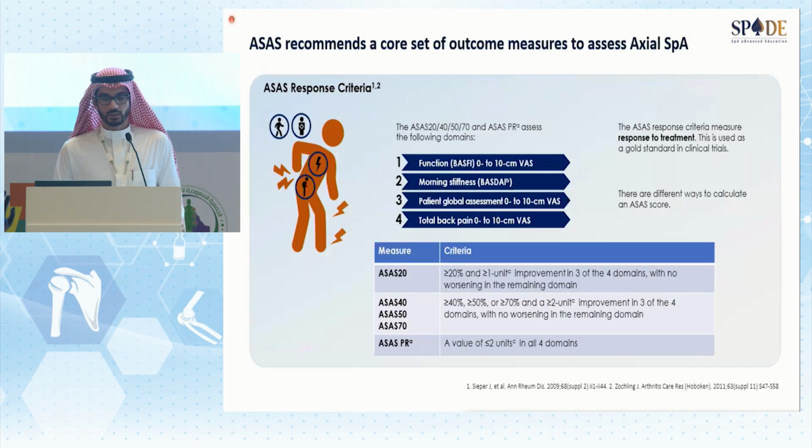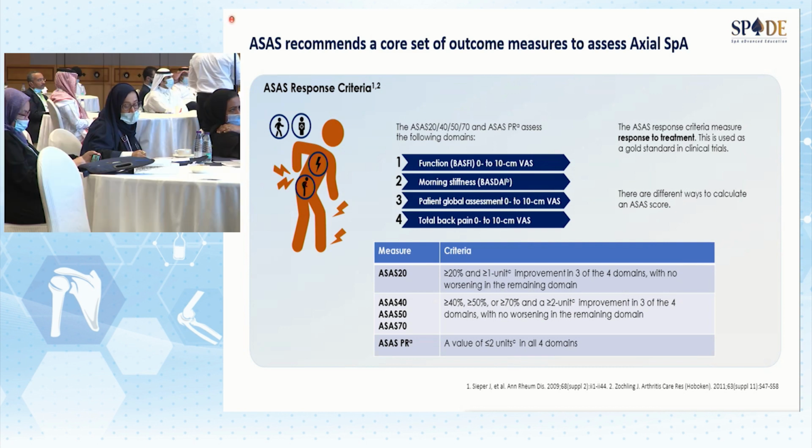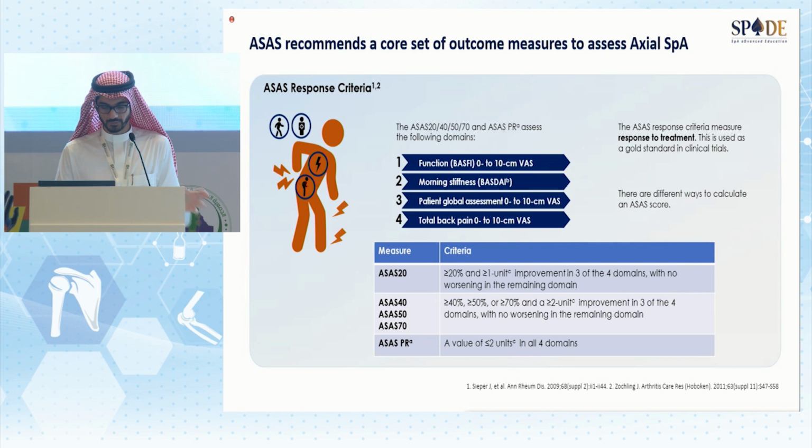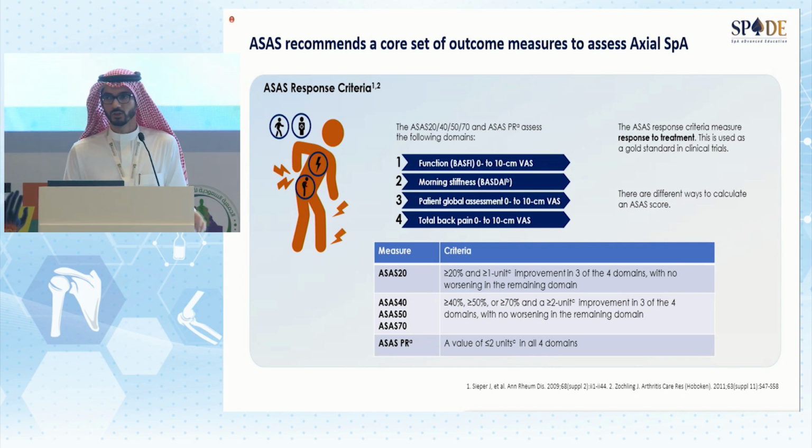Moving on to axial spondyloarthropathy, we're all aware of the ASAS outcome measure, which again involves 4 different domains or items. It starts with function, which is calculated with the BASFI, moving on to morning stiffness, patient global assessment, which is scored from 0 to 10, and again the total back pain, which is scored from 0 where there is no pain all the way to 10 where there is a significant amount of pain.